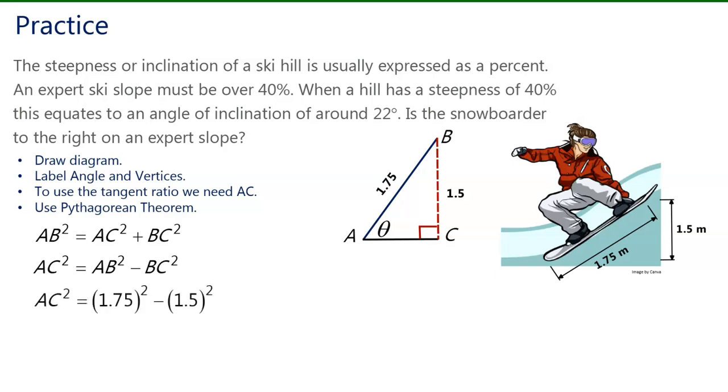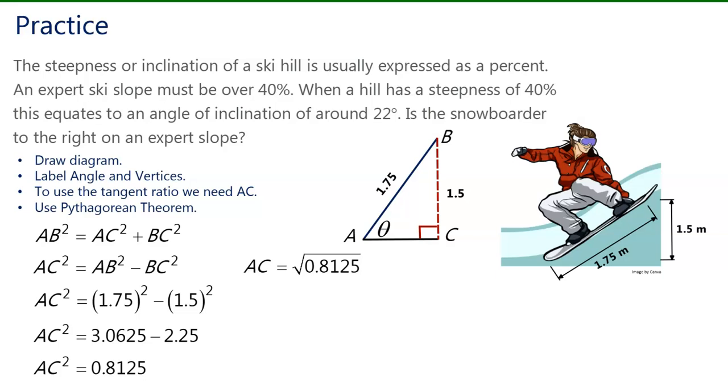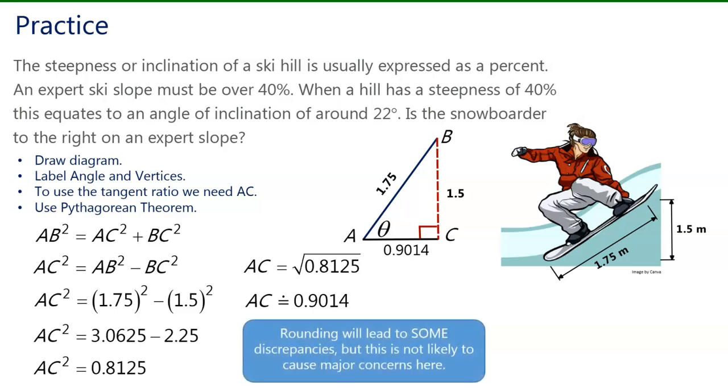AC squared equals 1.75 squared, subtract 1.5 squared from the diagram. AC squared is 3.0625, subtract 2.25. AC squared equals 0.8125. Solving for AC, we get AC equals the square root of 0.8125. So AC is approximately 0.9014. Rounding will lead to some discrepancies, but this is not likely to cause major concerns here.